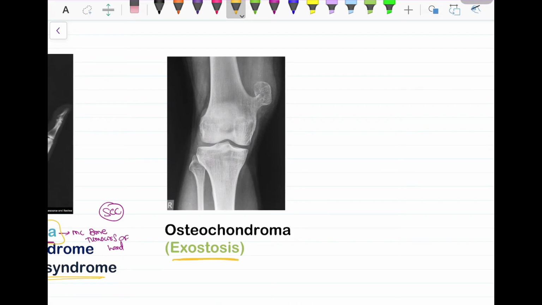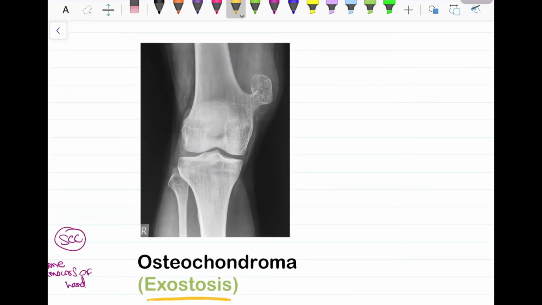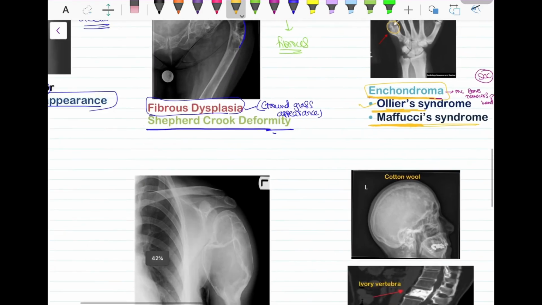The next one is osteochondroma. It is also called exostosis. Here it basically originates from the metaphysis, and then it moves towards the diaphysis. So this is diaphysis. This tumor origin is in metaphysis, but it moves away from the site of the origin, that is towards the diaphysis. So it is osteochondroma.